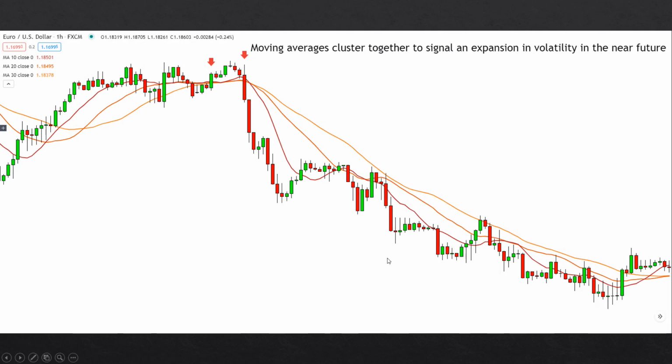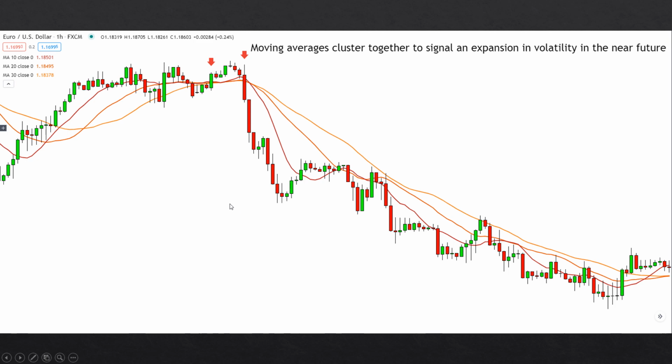In this chart, there are 3 simple moving averages of 10, 20, and 30 periods respectively. These are just arbitrary numbers. Many other combinations of periods would work in the exact same way. There are a couple of things to notice in here. When moving averages are clustered together to the point where we cannot tell which one is which, it means that the market is displaying low volatility. And since volatility is a cyclical component, we can expect it to expand in the near future.